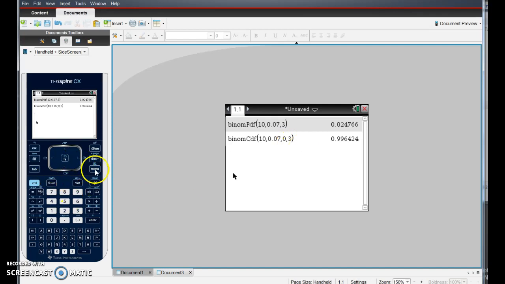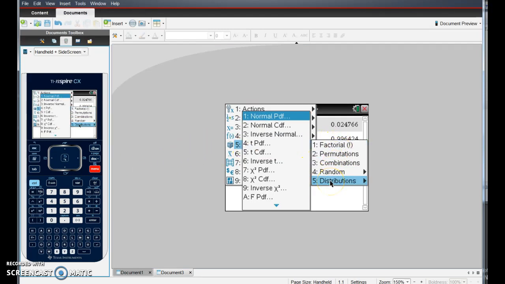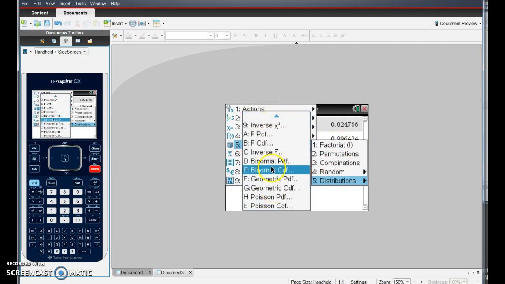Remember, everything is under that menu. And then think about this as a probability type question. It's a distribution. Normal we will use a lot, but you have to remember you need to arrow down to find that binomial PDF and binomial CDF.